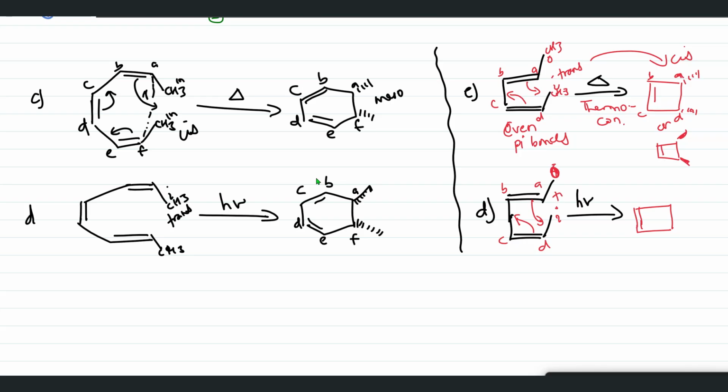Do we keep the trans or not? Yeah. Okay, so even number of pi bonds we keep. So trans stays trans, out, like that. And this time you don't say or. You have to draw both because there's no internal plane of symmetry.